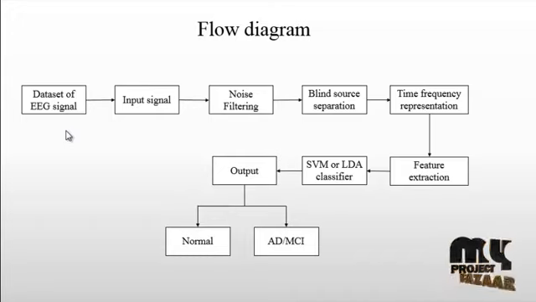The dataset of EEG signals is the input signal, and then the input signal goes to pre-processing. Here we use the Butterworth filter to remove the noise, and then blind source separation. These are the basic concepts of the Butterworth filter and noise filtering of the process. And then feature extraction. To calculate the feature extraction, we compute the mean, standard deviation, and also the entropy value. So this is the overall flow diagram of the process.